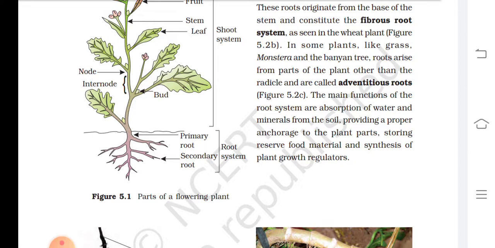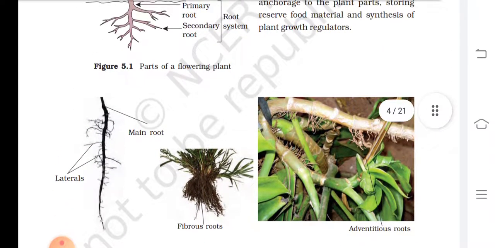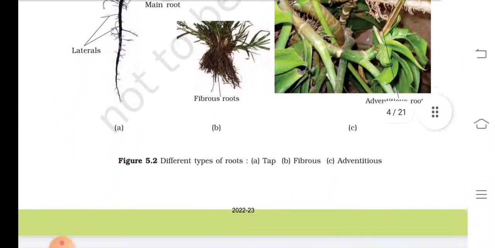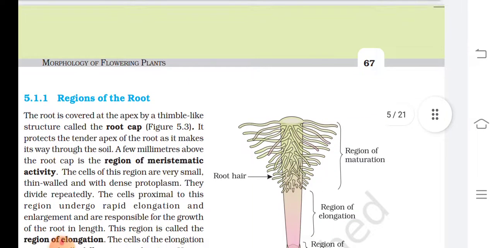In some plants like grass, Monstera and the banyan tree, roots arise from parts of the plant other than the radicle and are called adventitious roots, given in figure 5.2c. The main functions of the root system are absorption of water and minerals from the soil, providing proper anchorage to the plant parts, storing reserve food material, and synthesis of plant growth regulators. Figure 5.1, parts of a flowering plant. Figure 5.2 shows different types of roots, that is, tap, fibrous and adventitious.